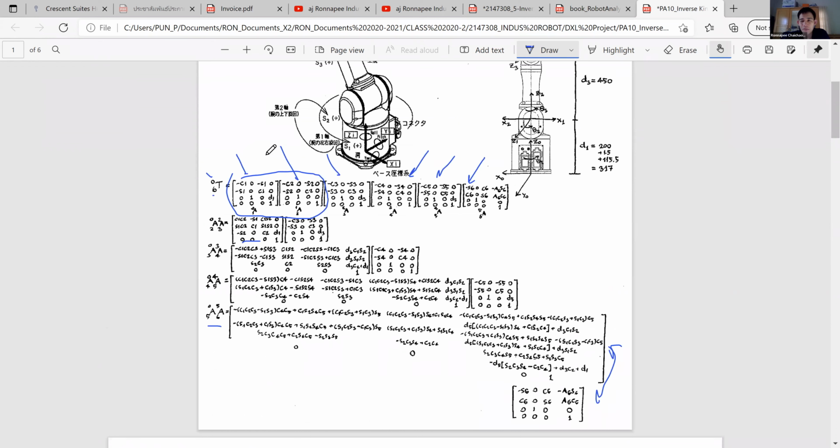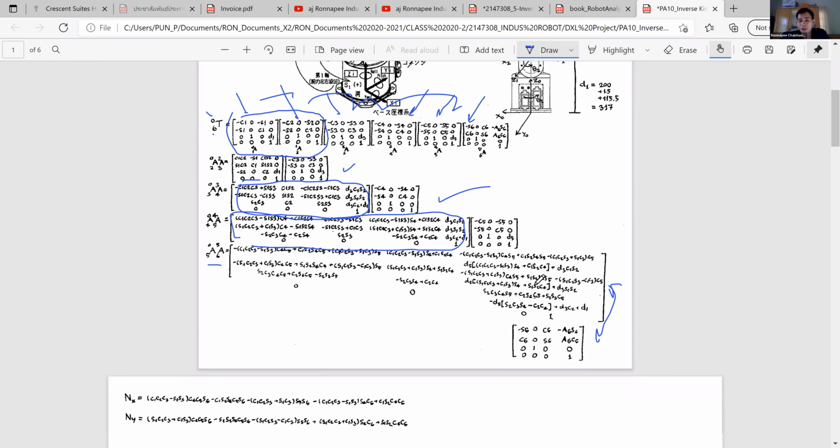But normally you can make the product of the matrices from the first to the second and to the third to the fourth until the 6th one. But I do it analytically in this way because in the inverse kinematics, sometimes I need this result. So I derive it in this way for this complicated robot.